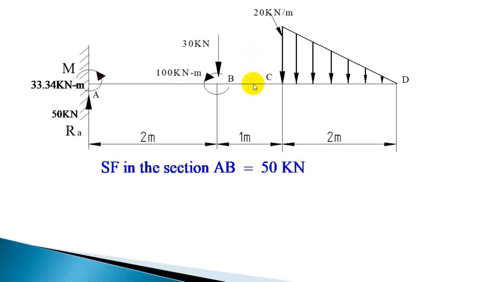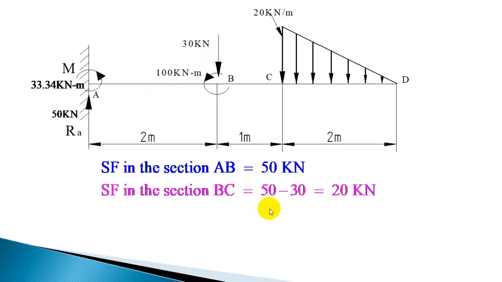Now when you move to the next section, one more force is added, so that is minus 30 downward force. So for this section, shear force is 50 minus 30, or 20 kilonewton. Now when a UVL or UDL acts, you have to calculate shear force at both the ends, that is right of C and left of D.